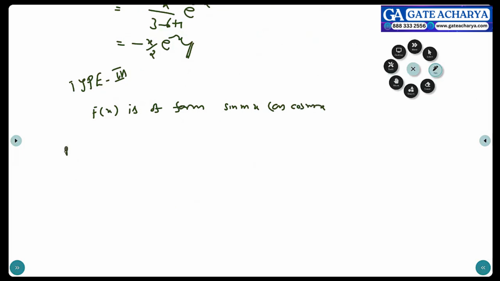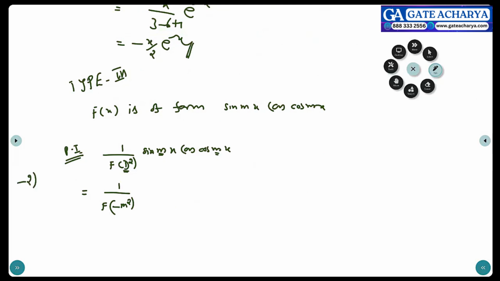So in this case, the particular integral is 1 by f of d square, not d. 1 by f of d square alone, acting on sin mx or cos mx. So in this case, we replace all d square, not d. D is replaced as in the second type, but d square is replaced by the coefficient of x from this trigonometric function. So d square can be written as minus times m square, not minus m whole square.